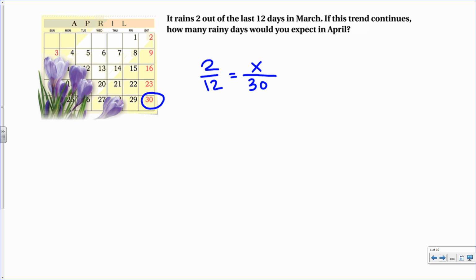So we're back to proportions here to figure out the number of rainy days in April. So you're going to cross multiply and divide. And you get 2 times 30, which is 60. And then you've got 60 divided by 12, which says it would rain about 5 days.